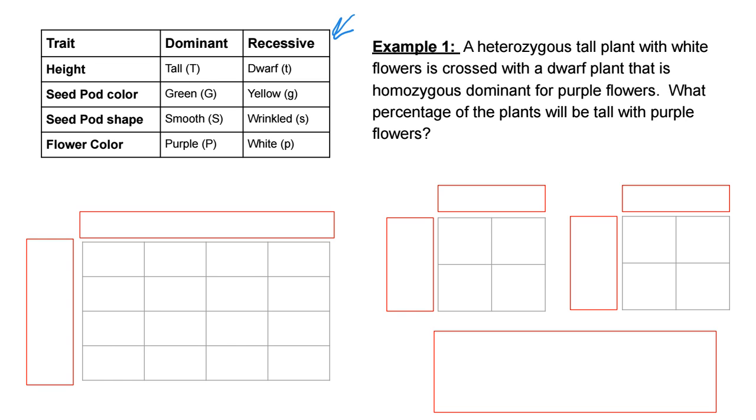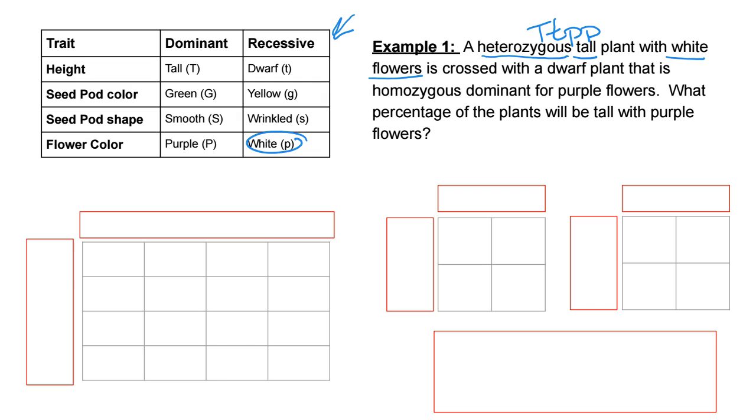Our problem tells me that I have a heterozygous. Remember, heterozygous means two different. So it's heterozygous tall, so I've got one plant that is big T, little t, with white flowers. So it's describing the height of the plant as well as the look of the flowers. You'll see white flowers here are recessive. So this plant is heterozygous for tall, and it is homozygous recessive because it has white flowers.